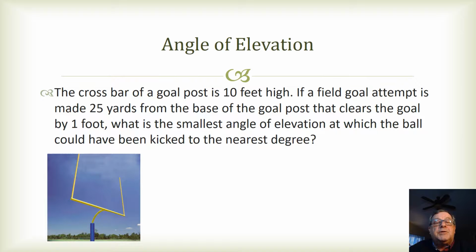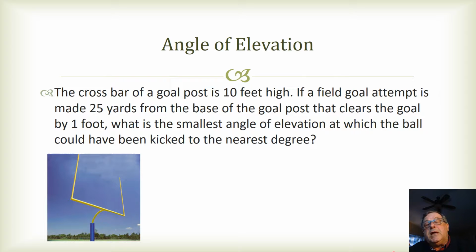So here we've got an interesting little problem, which says the crossbar of a goalpost is 10 feet high. If a field goal attempt is made from 25 yards from the base of the goalpost that clears the goal by 1 foot, what is the smallest angle of elevation at which the ball could have been kicked, to the nearest degree? Now we're dealing with trigonometric functions.